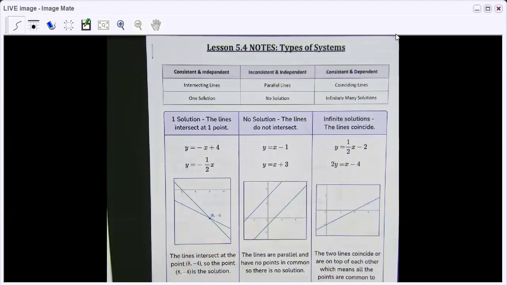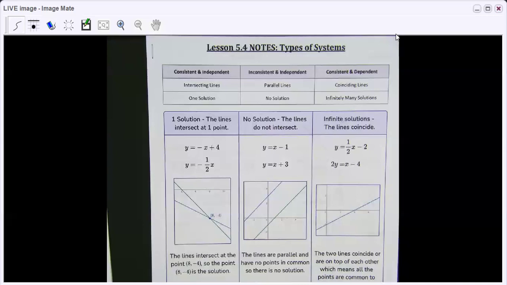Sometimes your lines don't intersect, they are parallel. That means there's no solution to that system. And then if the lines are identical, meaning that they lie on top of each other, those are called coinciding lines, and they have an infinite number of solutions. And we've talked about that a little bit. That part is the less complex way of identifying and classifying systems of equations.